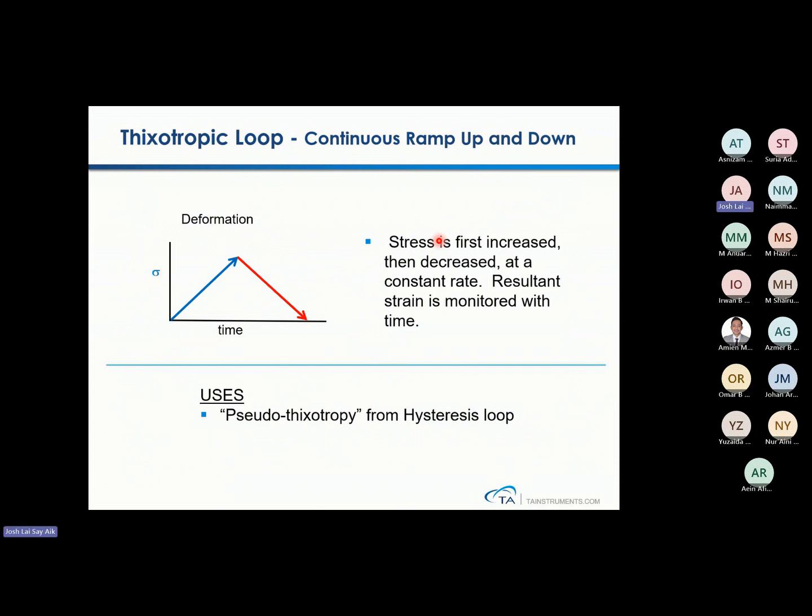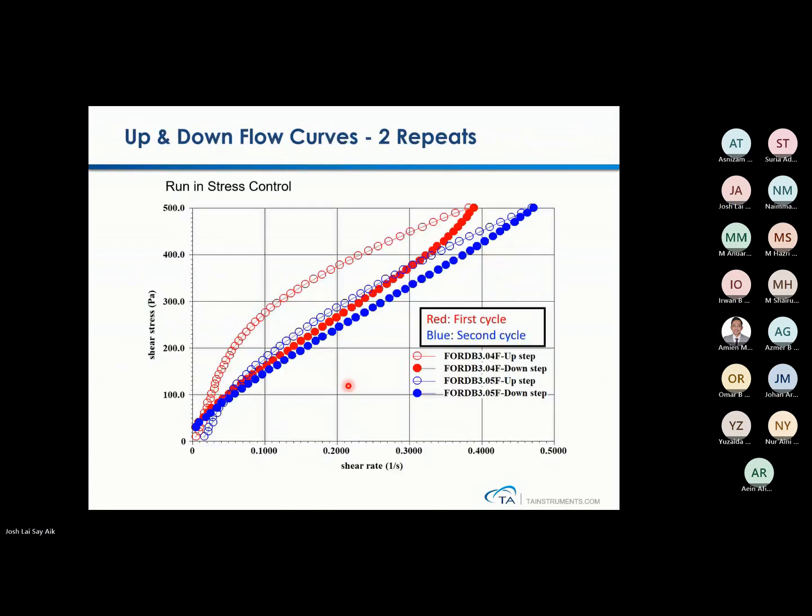For the thixotropic loop, you can also do this continuous ramp up and down. First of all, you can have the pseudoplasticity or pseudo thixotropic hysteresis loop here, ramp up and ramp down. So you get this. Typically, it's for paint samples to capture their thixotropic index by having the area in between the ramp up and ramp down behavior.